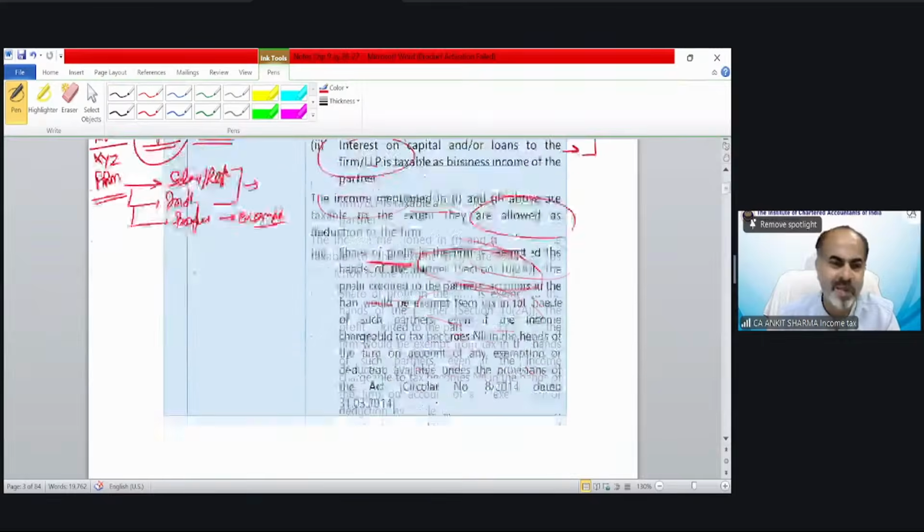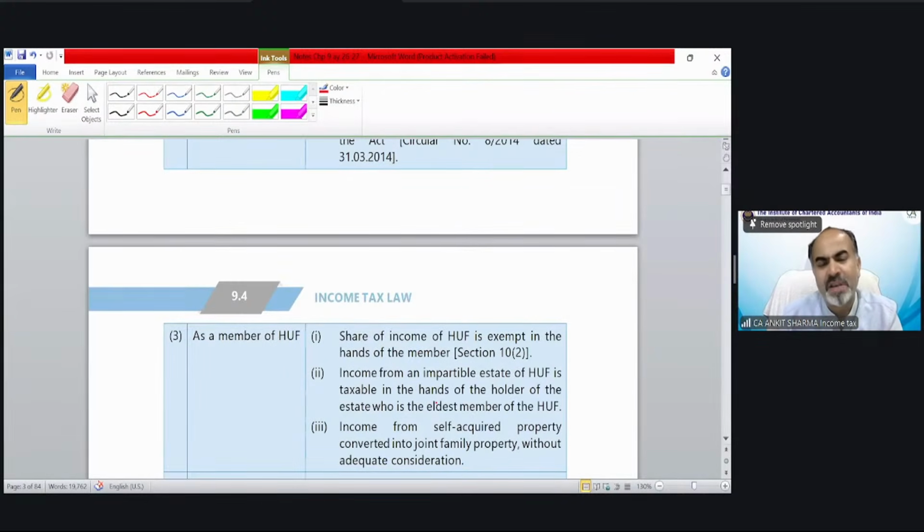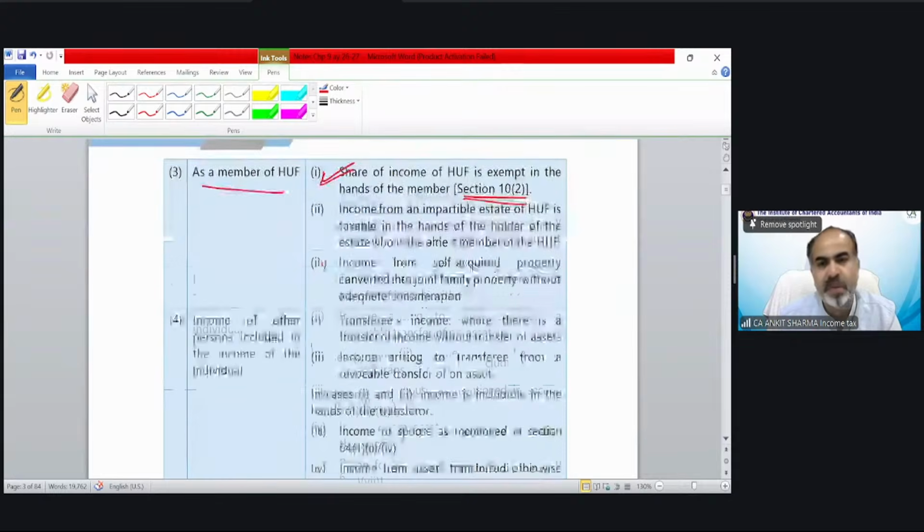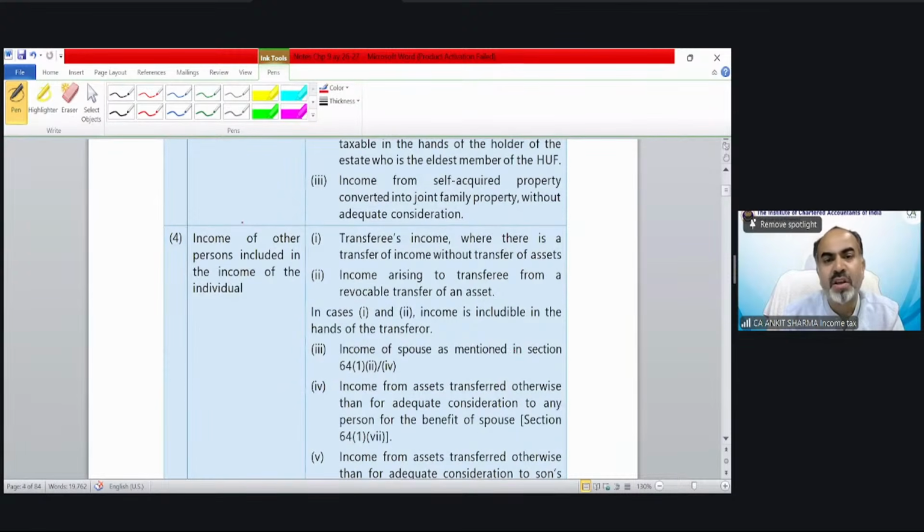In the same way, if you are a member of HUF, again your individual income as a proprietor, house property rent, etc., and any income generated from HUF would become part of your income. But any share of income from HUF is exempted, etc. So you can go through it. Income of other person included in the income of the individual. We are talking about clubbing provisions.